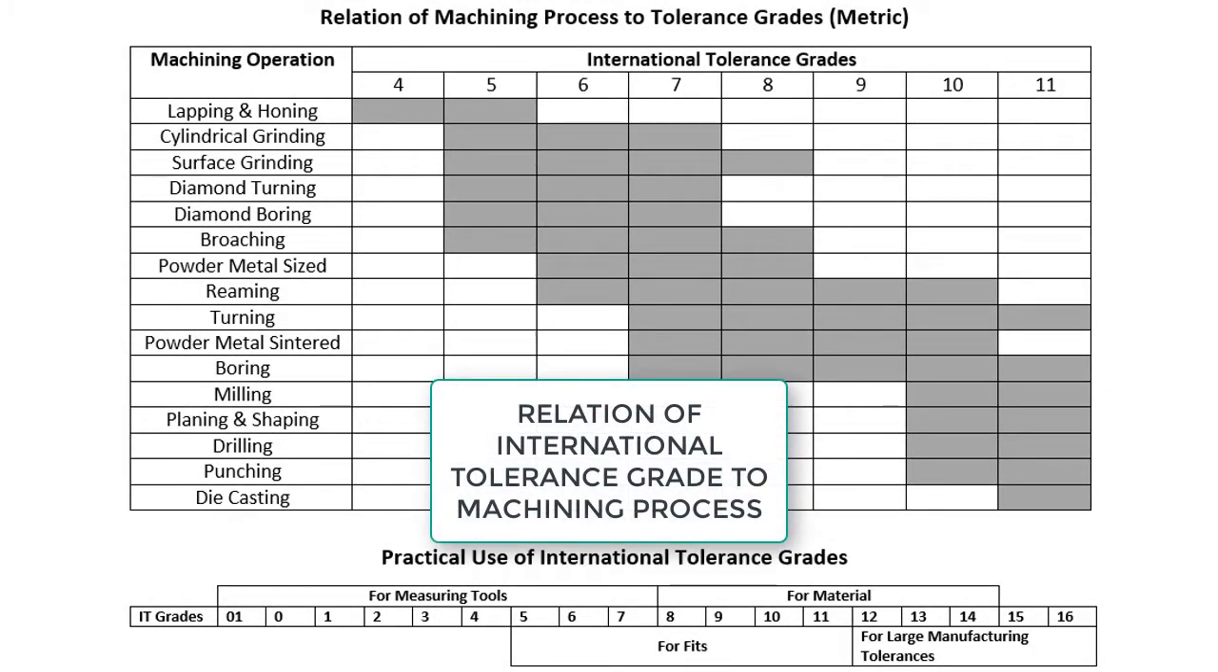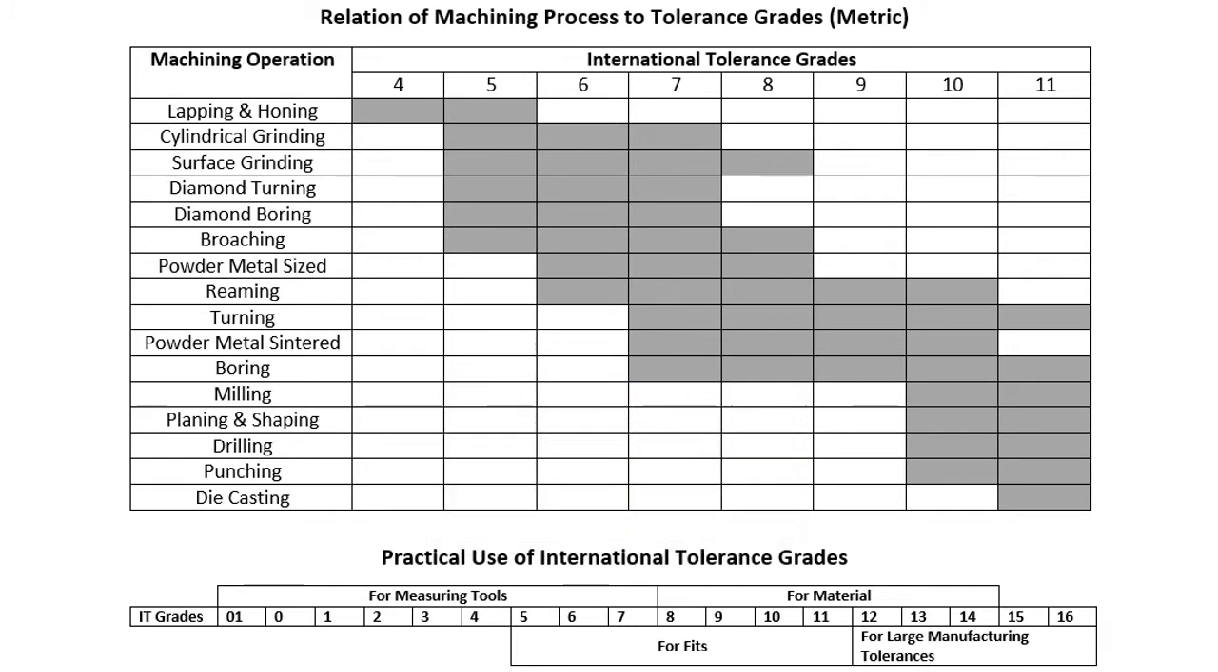When designing a part and selecting a tolerance grade for the features, I also need to keep in mind how the part will be manufactured. The charts shown here will help me make my final tolerance decision. The darker shaded areas show what tolerance grades the listed manufacturing methods are capable of producing.